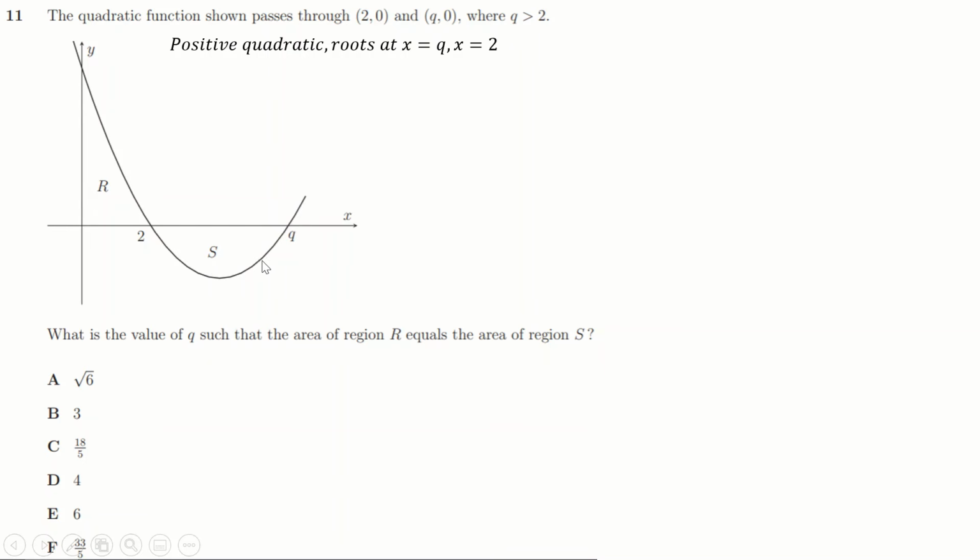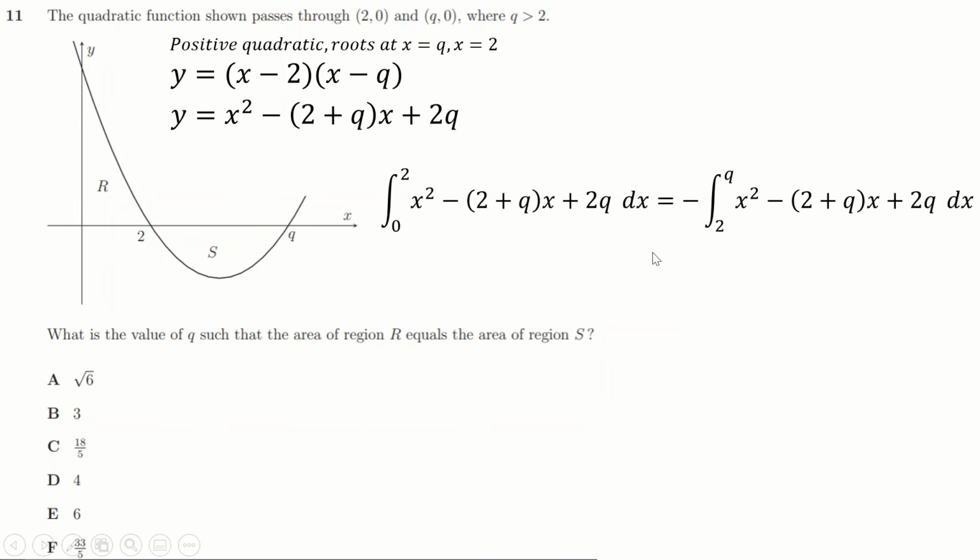And that's fine because, again, if it's got roots at 2 and Q, that means the equation is this. It's also clearly a positive quadratic. So I know this is the equation. I can multiply that out. And this is my equation for this function. I've put the 2 and the Q together here because I'm going to probably be integrating this. So it's useful just to keep one term of x rather than two separate ones.